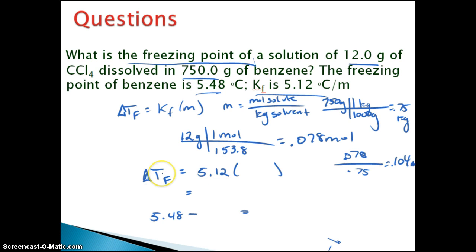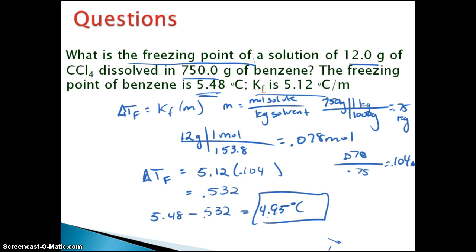Our change in temperature of freezing is equal to 5.12 times 0.104, which comes out in the end to be 0.532, which we then have to subtract from our original freezing point, which is 5.48, and that gives us 4.95 degrees Celsius as our final answer.